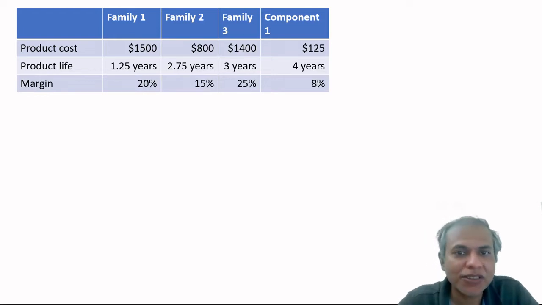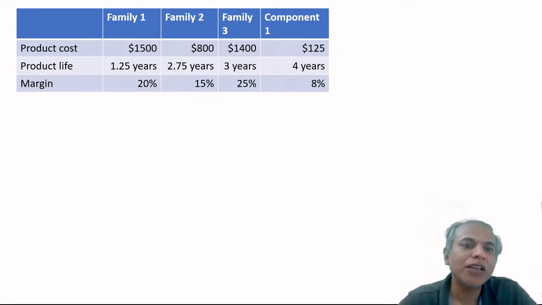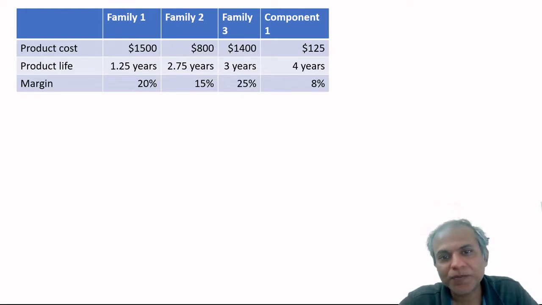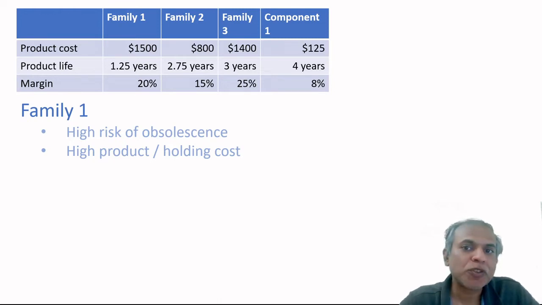So let's take an example of this system where I have a company which has three families of products and a component which they manufacture and sell. I've given you some basic information about the cost of the product to the company, the life cycle, or how long the product survives in the market before a new version comes out. That's what I mean by product life, and the margin of the product. So when I look at product one, the first thing I notice is that its life is only 1.25 years. So the risk of obsolescence is high. And there is a high product cost. The holding cost, which is some proportion of $1,500, is going to be very high. So if I have excess stock, unsellable stock, it is going to be expensive for me.